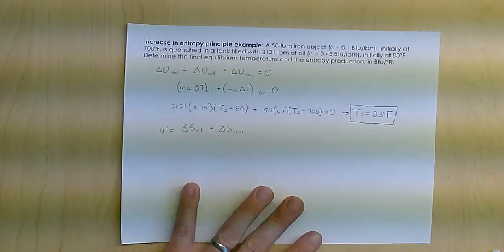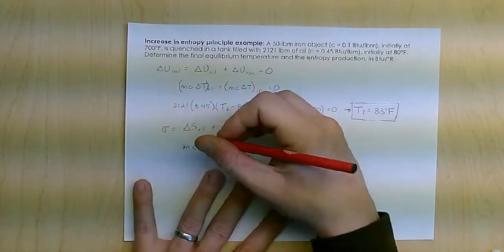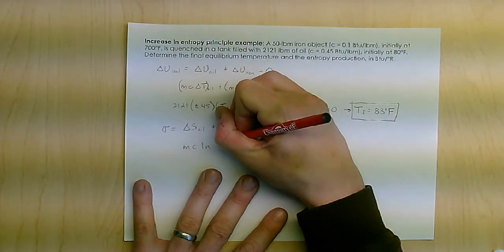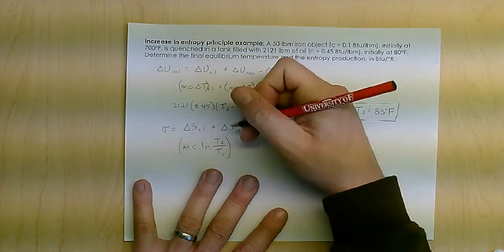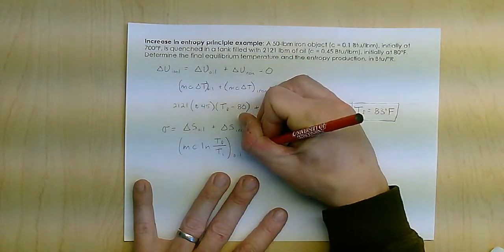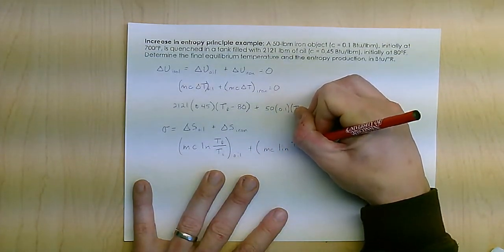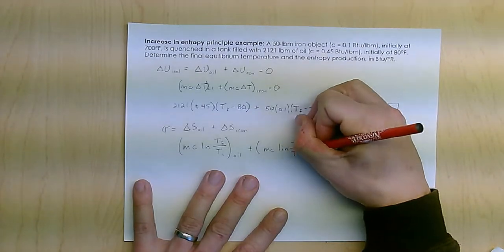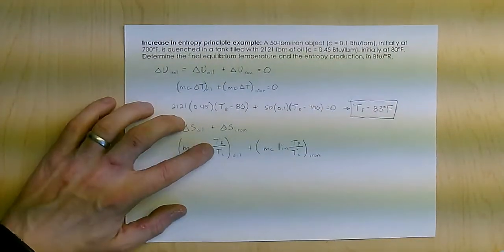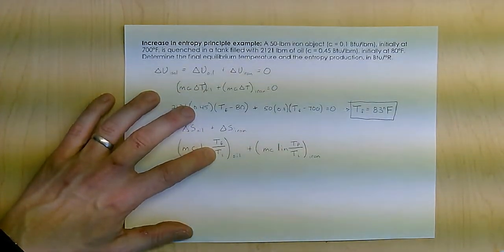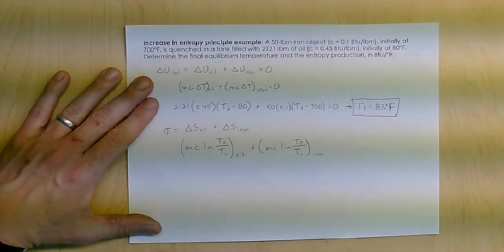which is MC times the natural log of T final over T initial. This would be oil, plus MC natural log T final over T initial for the iron. Now, since I'm doing ratios here, I am going to have to use absolute temperatures. So just be careful with that.